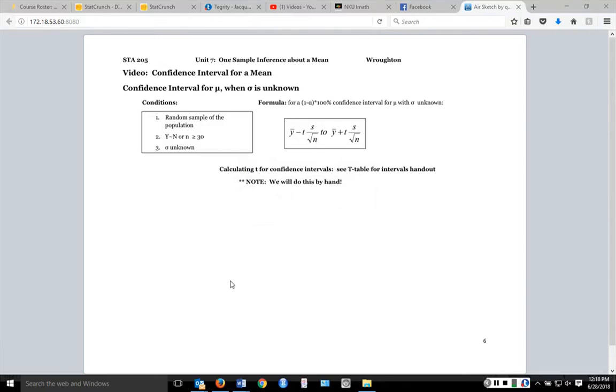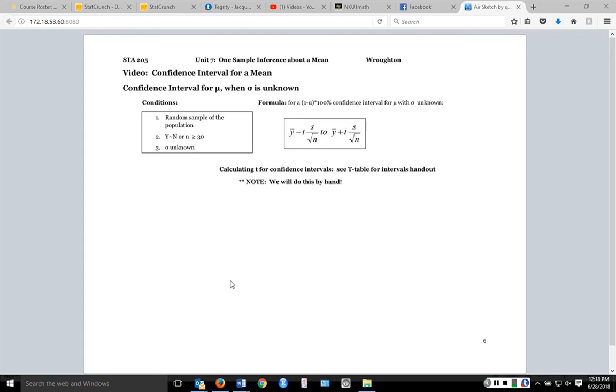In this video, we're going to look at a confidence interval for a mean. So that's going to be when we have one quantitative variable. Just as with the hypothesis test, we're going to do this when sigma, the population standard deviation, is unknown.